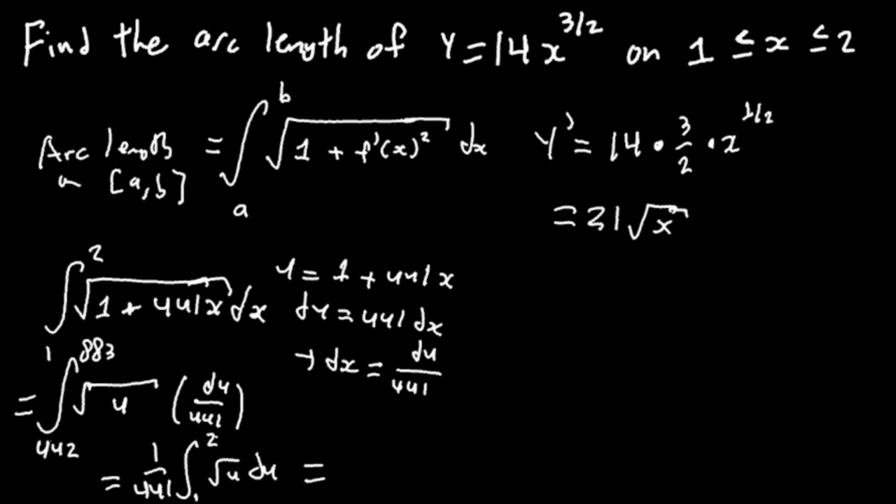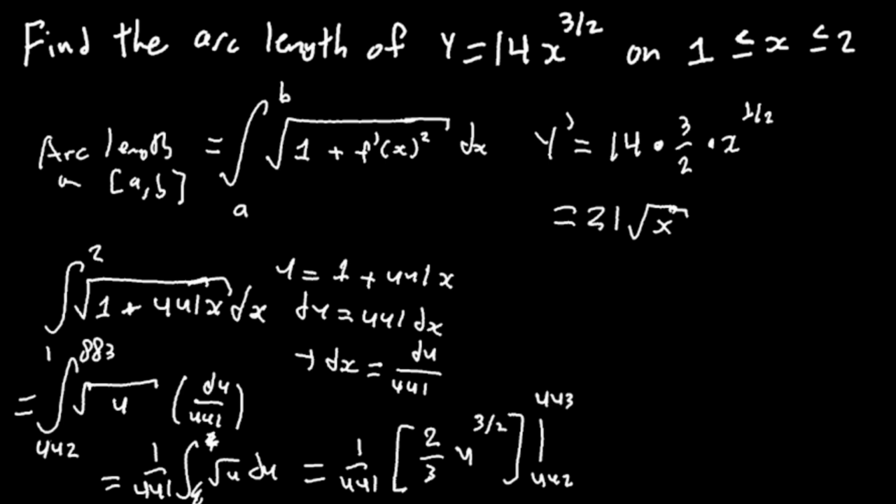So, I can just cross out those bounds. If we find the antiderivative of square root of u, let's think about it. We do 1 over 1/2 plus 1, because that's 1/2 power, so 1 over 3/2. So that becomes 2/3, because it's the reciprocal. So 2/3 u to the 3/2, because 1/2 plus 1. And this is evaluated from 442 to 883.